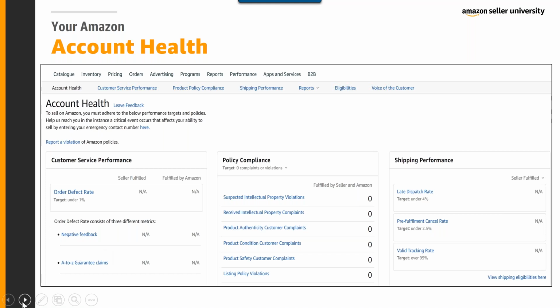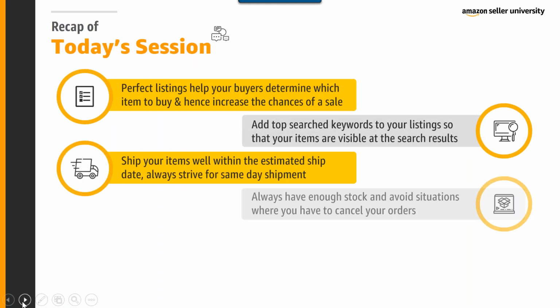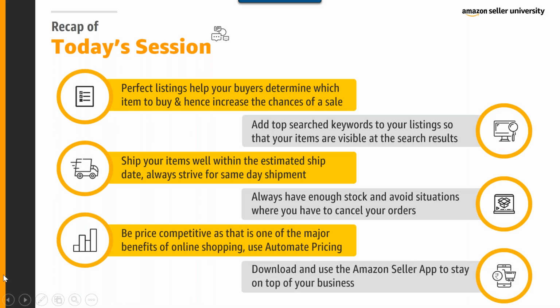With that, sellers, we are coming to the end of today's session. Let's do a small recap of what we went through in this video. We learned how we could perfect listings so that we increase our chances of sales. Add top search keywords to your listing so that your items are visible in the search results. Ship your items well within the estimated shipping date. Always strive for same day shipment. Always have enough stock and avoid situations where you have to cancel your orders. Be price competitive, as that is one of the major benefits of online shopping. Use the automated pricing tool. Download and use the Amazon Seller app to stay on top of your business.